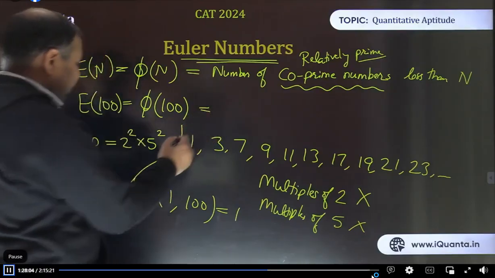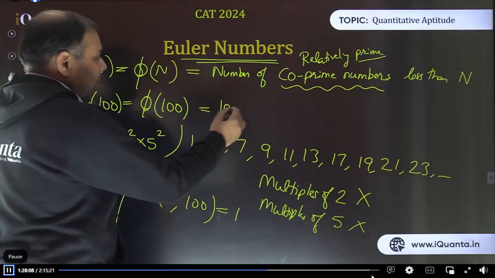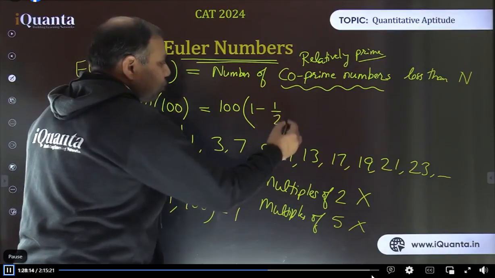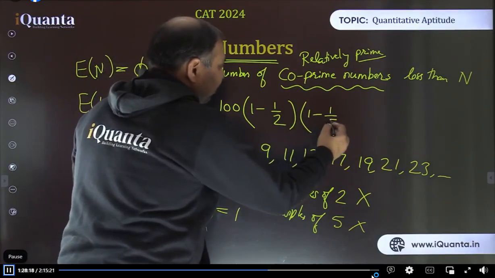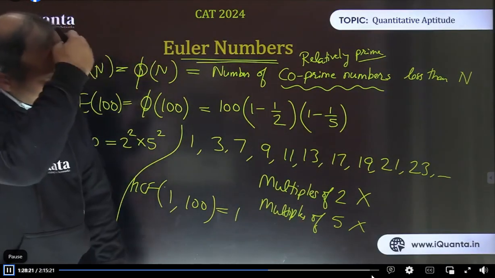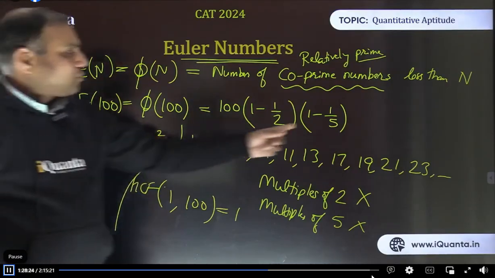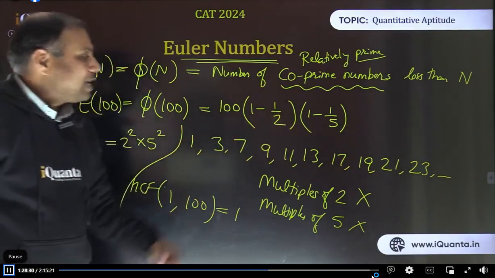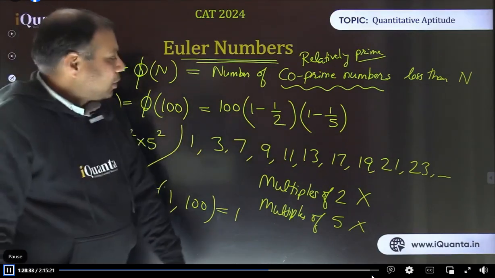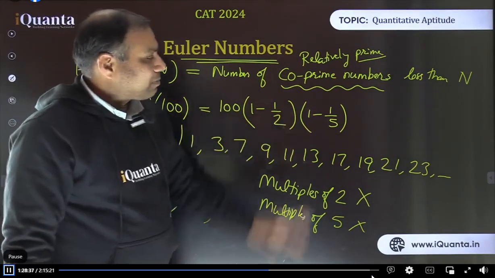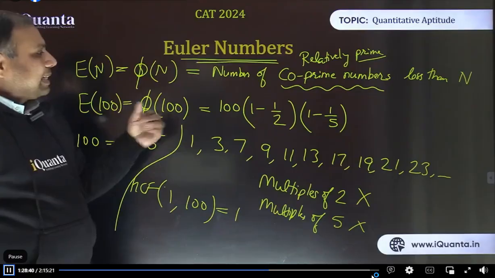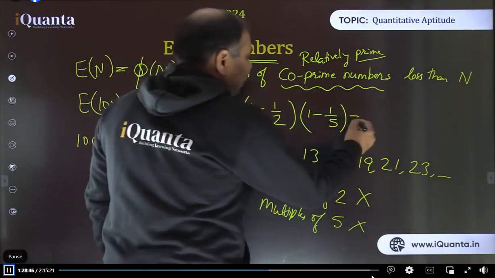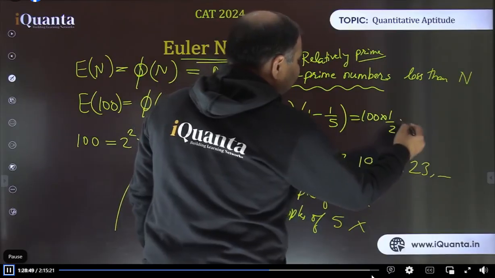I'm writing that here. It says 100 into, the prime numbers are 2 and 5. So I need to write it like this: 1 minus 1 by 2 and 1 minus 1 by 5. 2 was the prime number here and 5 was the prime number. Their powers are not important. We have to just write which prime numbers' multiples we are to leave. So this is 100 times 1 minus 1 by 2, 1 minus 1 by 5. That will give us the total number of numbers less than n, and co-prime to 100. If I simplify this, it is 100 into 1 by 2 into 4 by 5.